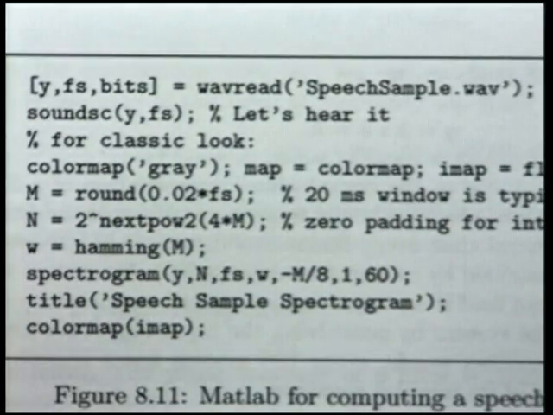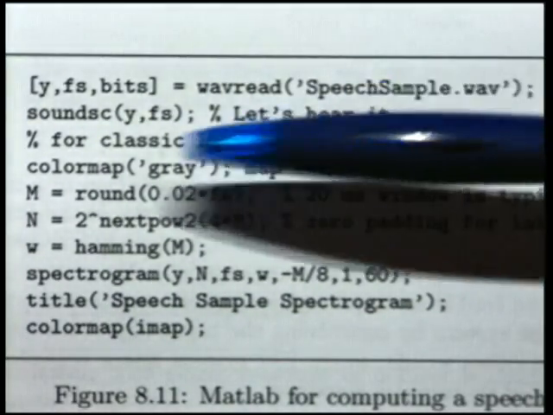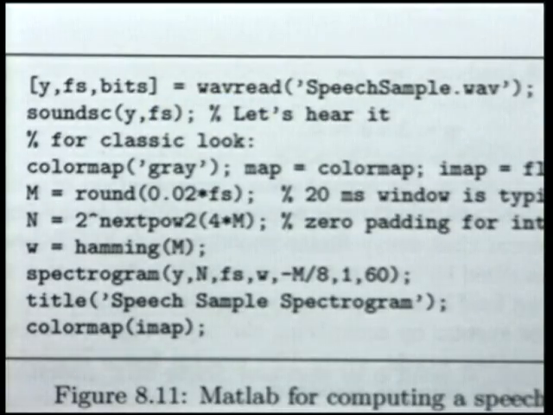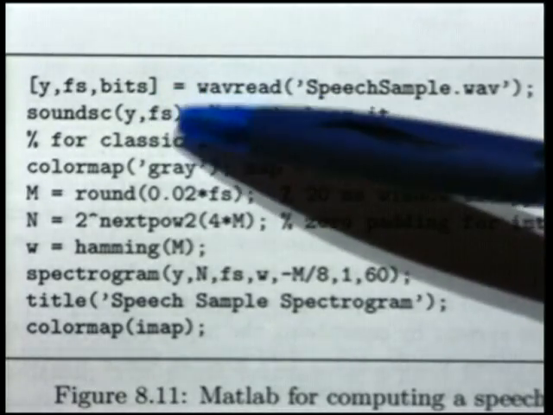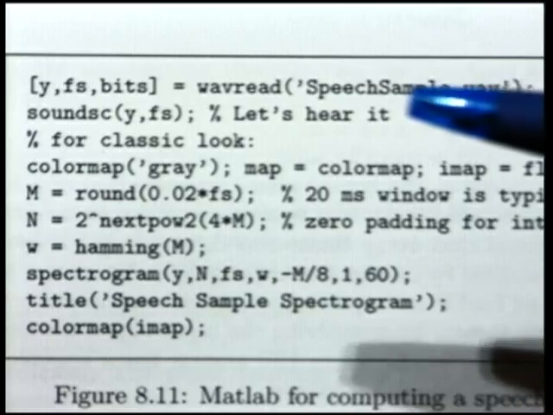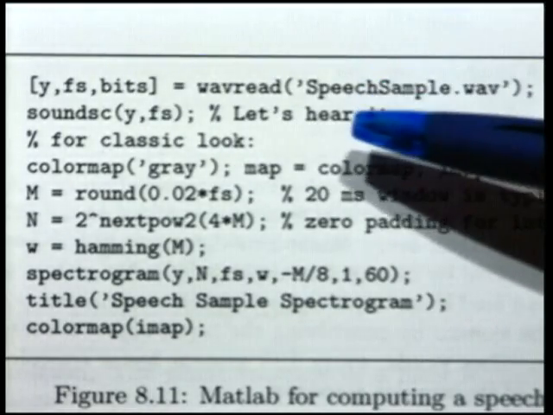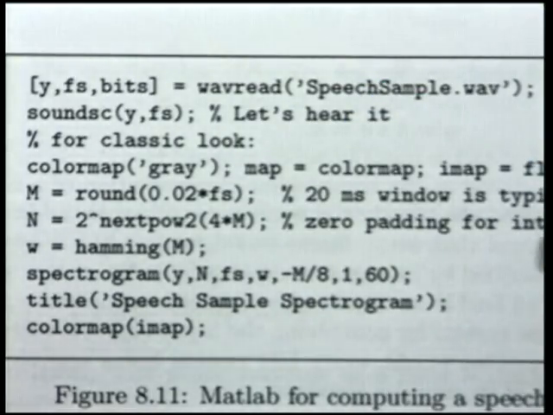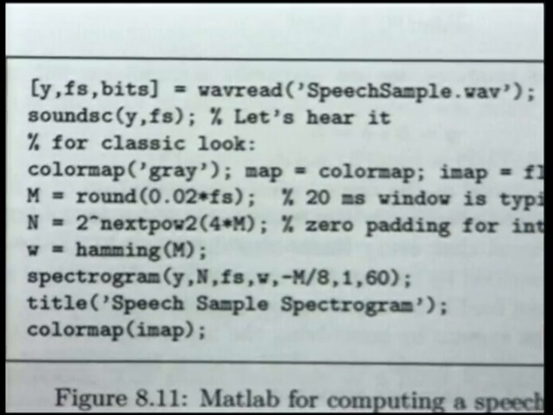So we read the file, and soundsc will scale it and then play it, and you want to give it the sampling rate, which you get from wavread. And then if you want a classic spectrogram look, you have to go from the default color map to a grayscale, where darker means louder. So it's dB that gets darker as it goes up.